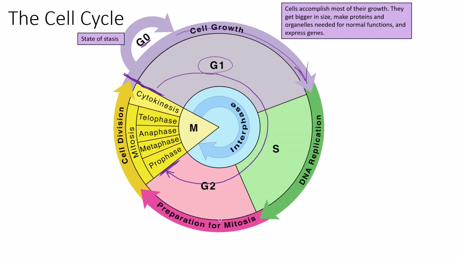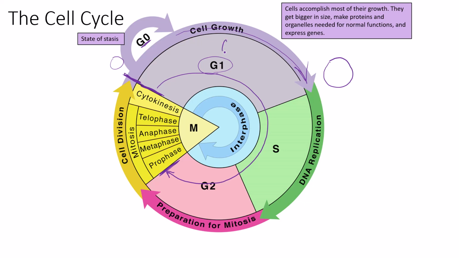G1 is the first phase of interphase, and in G1, cells accomplish most of their growth. They get bigger in size, make proteins and organelles needed for normal functioning and expression of genes. So a cell will start small after it divides and will exit G1 or enter S as a larger physical cell than when it started. Most of the growth happens during G1.